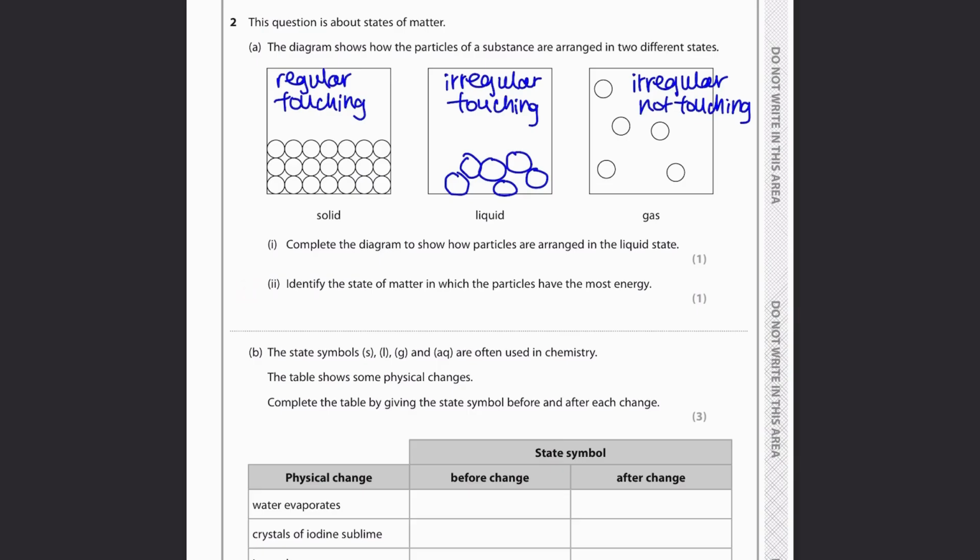Part 2, identify the state of matter in which the particles have the most energy. Just look at the diagram. Which one looks like it's got most energy? Which particles? It's got to be the ones that are flying around a lot more, right? So going this way, you have more energy. So that would be gas.